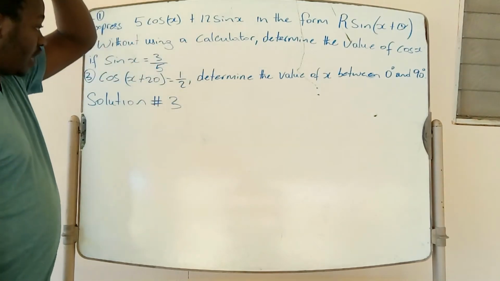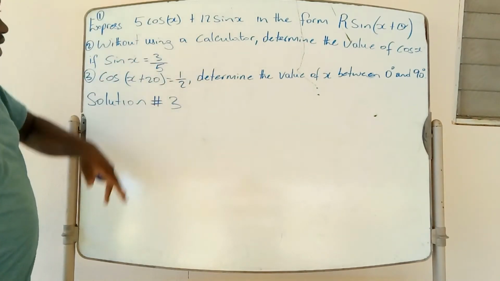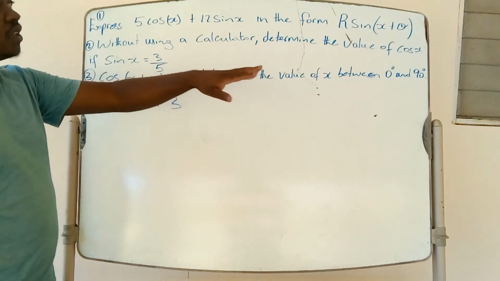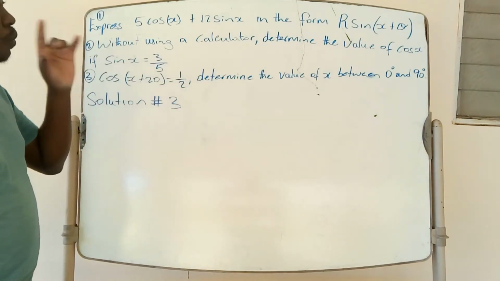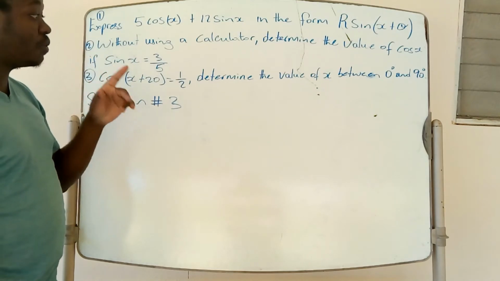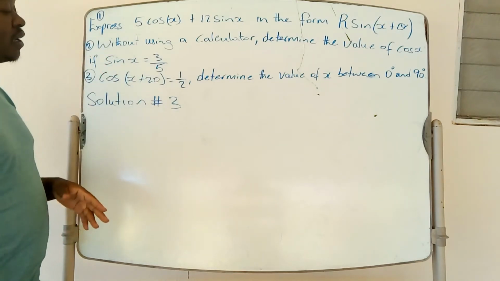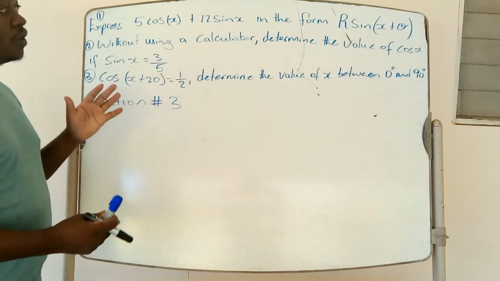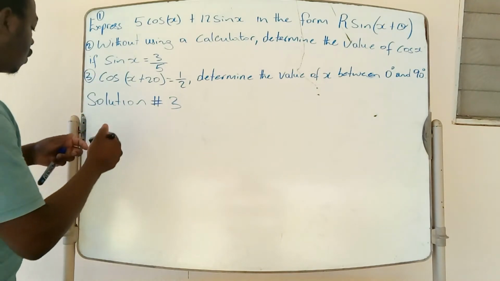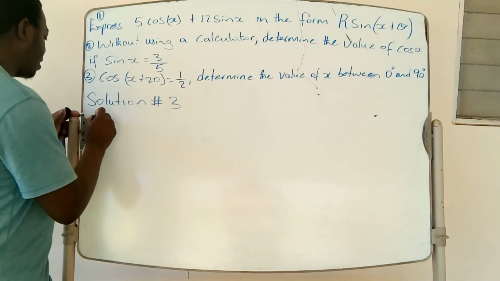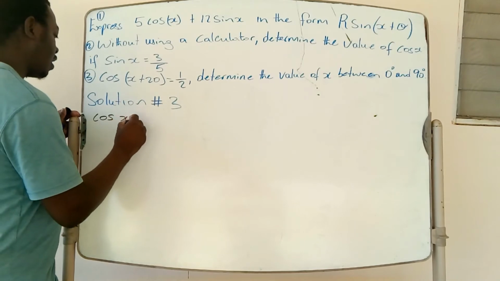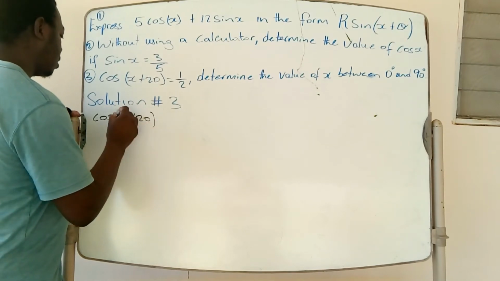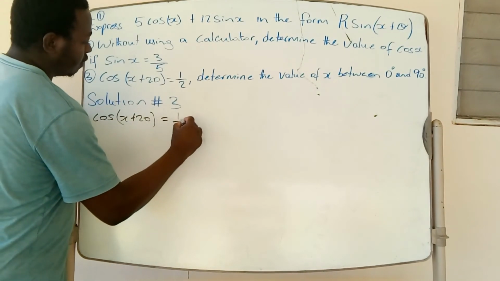Number 3. Cos (x plus 20) equals a half. Determine the value of x between 0 degrees and 90. The domain here is key. They say that we must determine the value of x between 0 degrees and 90. That means the angle must fall between 0 and 90. So we know that cos (x plus 20) is equal to a half.